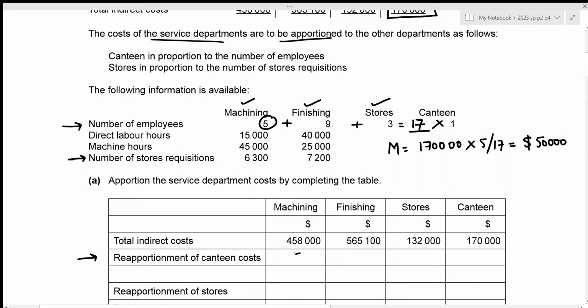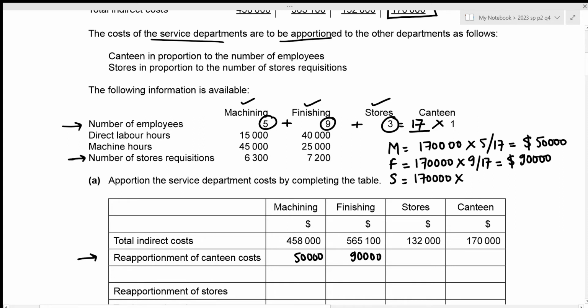Let's write it down. Now we just repeat the same process for finishing and stores as well. For finishing, that's going to be the total cost of 170,000 times the proportion, which is now 9 out of 17. So that's times 9 by 17, which results in reapportionment of canteen cost in our finishing department to have the value of 90,000. Let's write it down. And for stores, that's going to be the total of 170,000 times the proportion, which is 3 out of the total of 17. So that's times 3 by 17, which results in the reapportionment of canteen cost towards stores to have the value of 30,000.